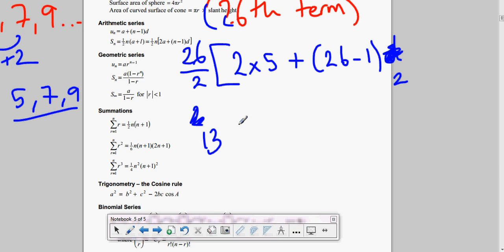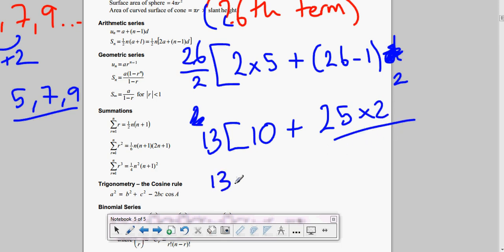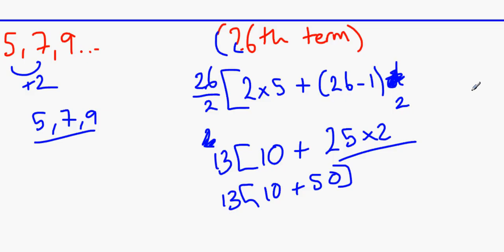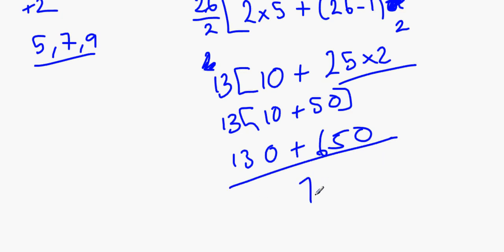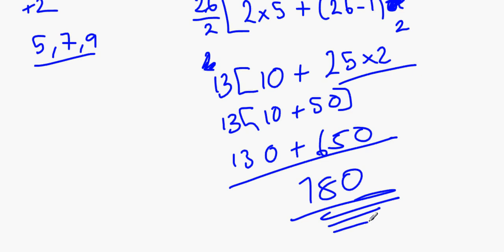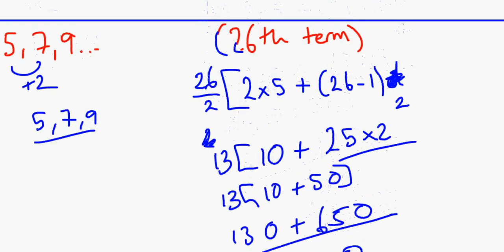So we've got 13 bracket 10 plus 25 times 2, which is 50. 13 times 10 plus 50. Multiply out, 130 plus 650 by my calculations. Then we add it together, and that makes 780, and that is the sum of all of the terms here without even needing to find out what the 26th term is.